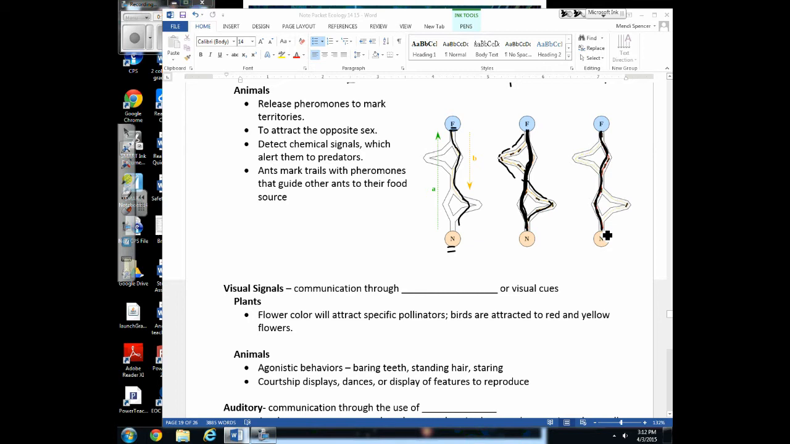So next, we're going to look at visual cues. So we're just looking at communication through sight.